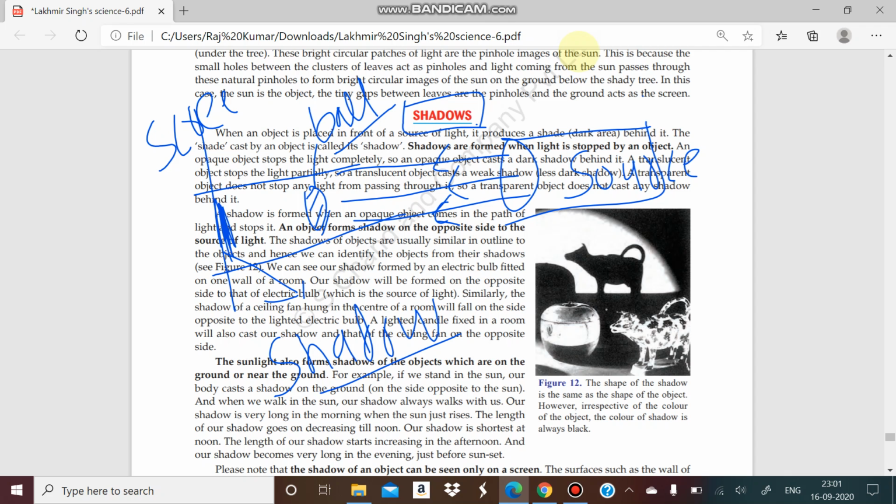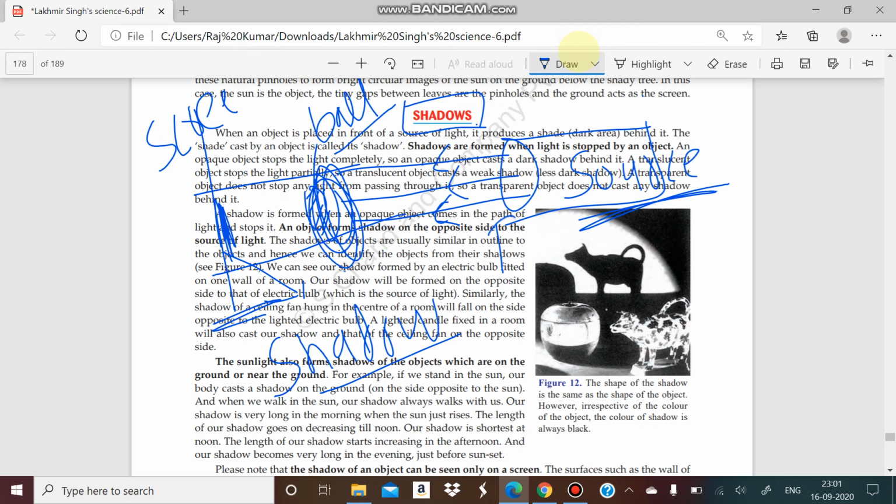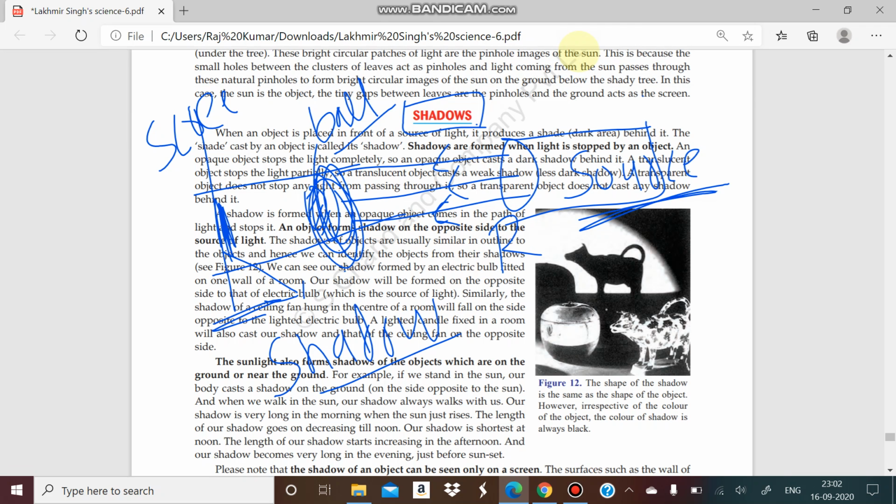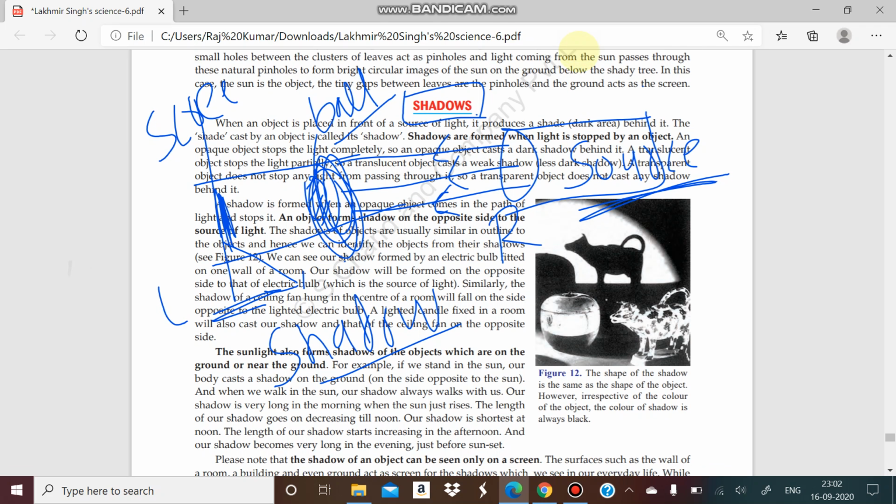And if we compare the directions of the source of light and the shadow, both are in opposite directions with the opaque object between them. The source of light is present on the right side and the shadow will be formed on the left side of the object. So we can say both are present in opposite directions. You have to remember that.